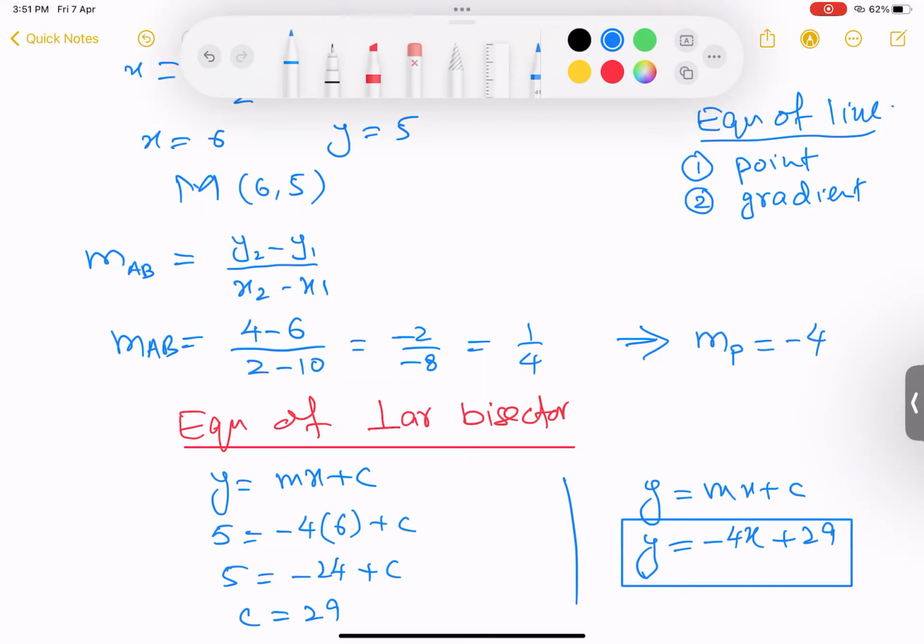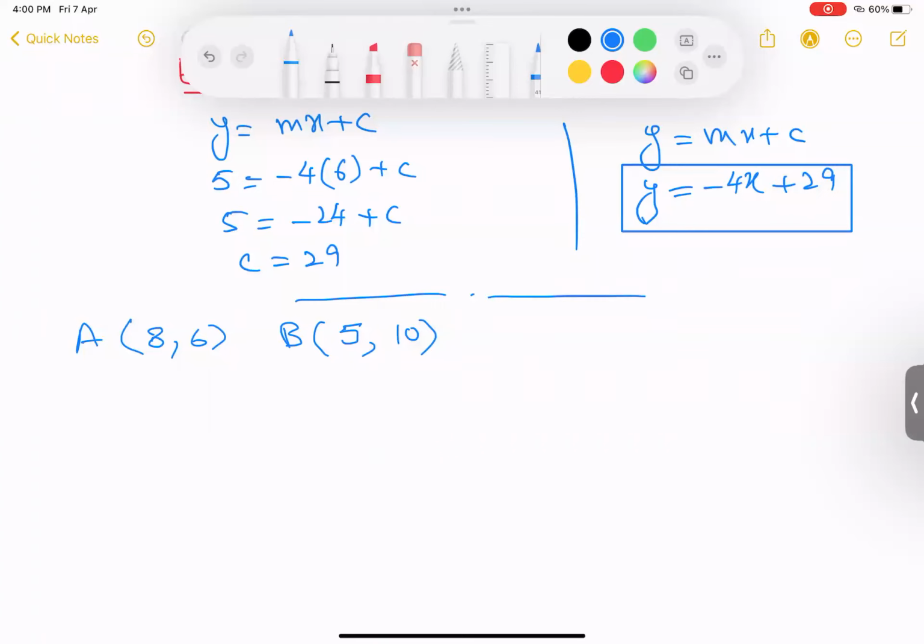And I'm going to assign one question. Get ready for it. Okay, students, try to find this now. Like A given here and B given. A is (8, 6) and B is (5, 10). So all of you try to find this perpendicular bisector equation, making 90 degrees. This is M, the midpoint. So find this line. Take your time, then I'll do this question myself.